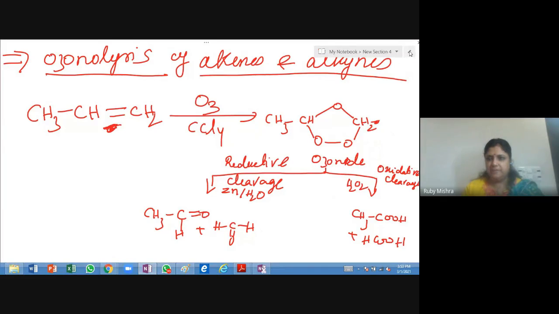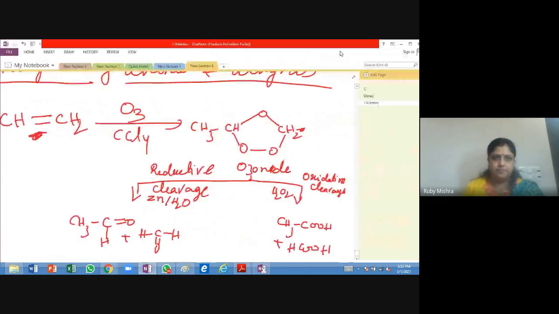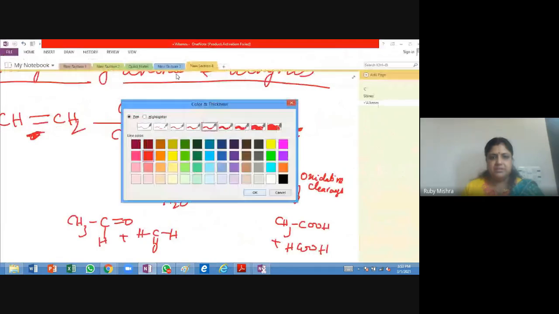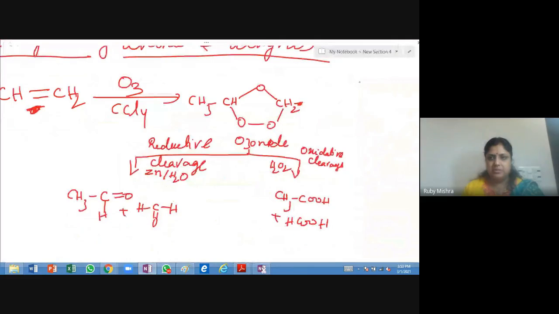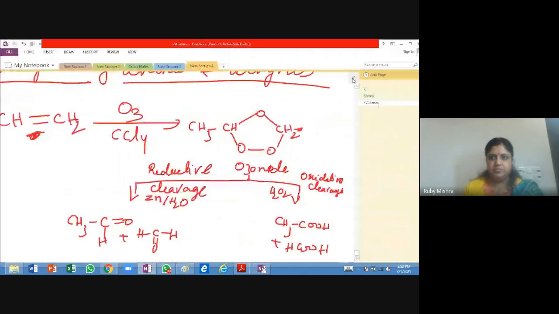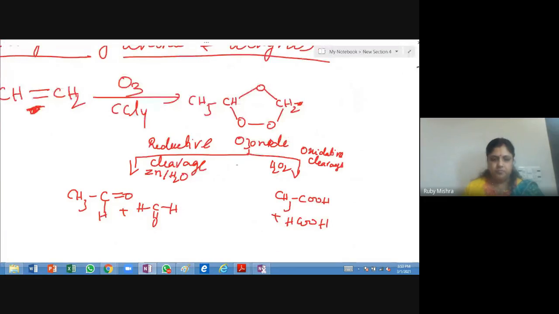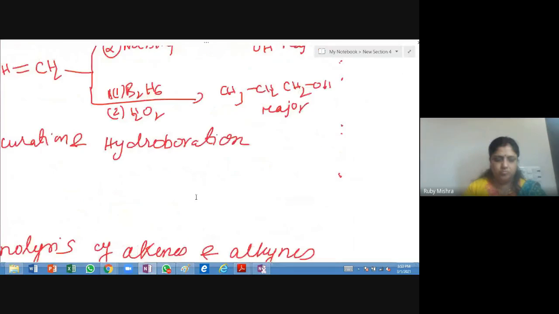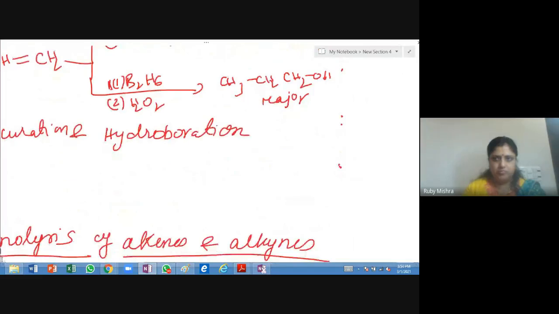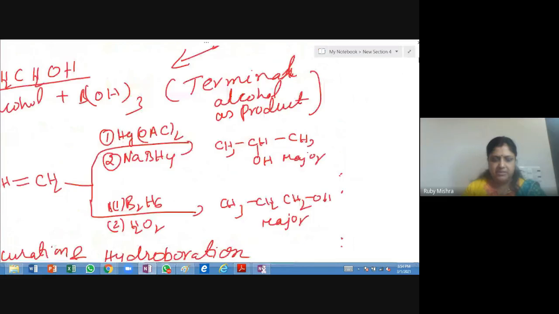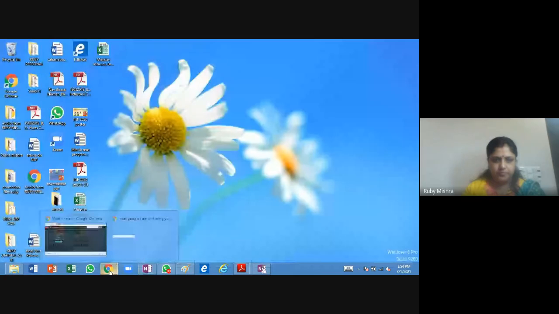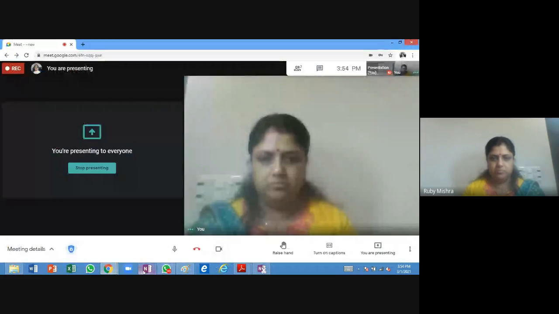Let's change my pen color. Suppose, okay. So what we discussed till now is nothing but what is ozonolysis. That is very important. So let's discuss the mechanism first, and then we will revise everything.